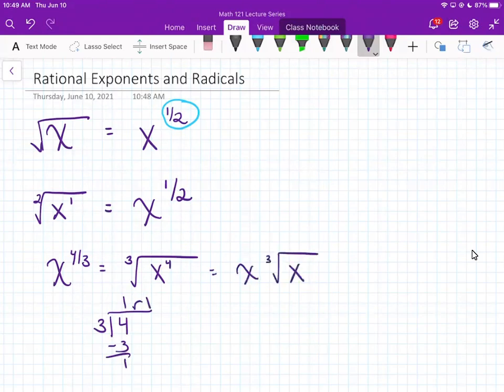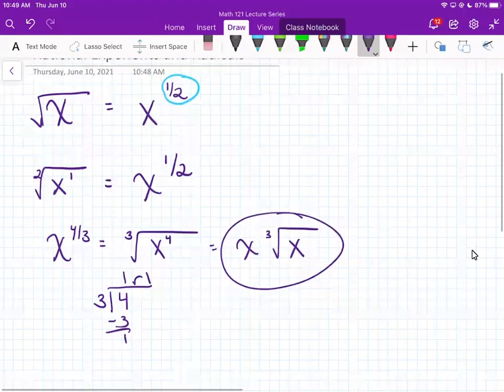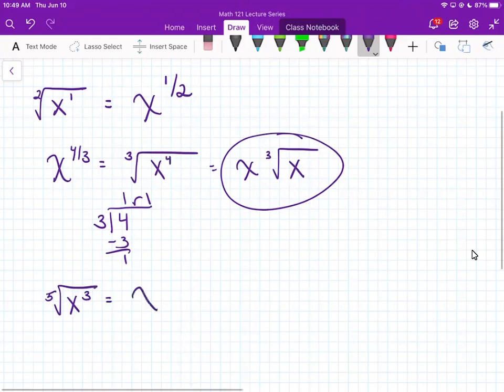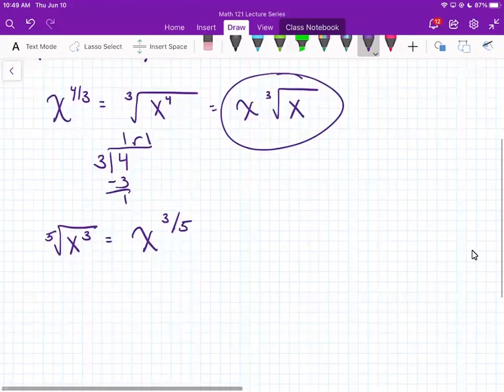which tells us to pull out an x and leave 1x underneath. Just as another example, consider something like the 5th root of x cubed. If we want to translate that into a rational exponent, our numerator comes from inside and our denominator comes from the index. The same concept can apply when we're using numbers.